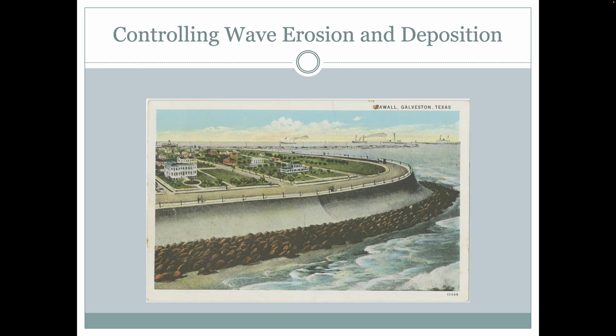On the other hand, a seawall is built right around an area. This is the seawall around Galveston, Texas. Galveston, Texas was a huge port town in the late 1800s. It was one of the primary places where immigrants came through when they came to the United States in the southern United States, either Galveston or New Orleans or Charleston.